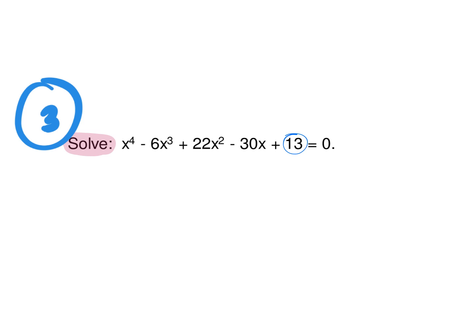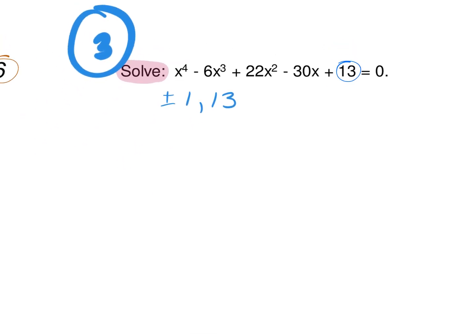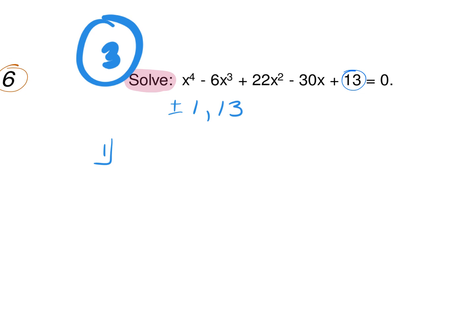This one looks difficult, but why is this one actually quite easy? There's only 1 and 13, the only factors you can worry about. So plus minus 1 and 13. You might get one on WebAssign where the last number is 60. It's like 1, 2, 3, 4, 5, 6. List them all out, but you're not going to actually have to do synthetic division 27 times if you start with 1. If you jump around, yeah, you might make yourself go crazy.